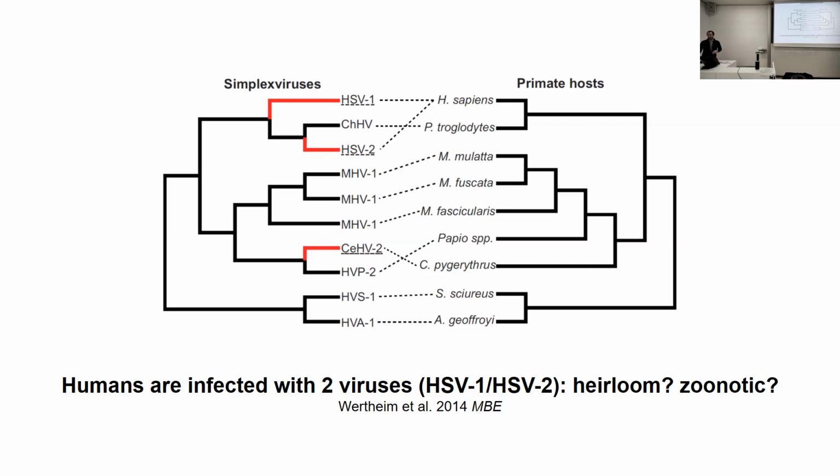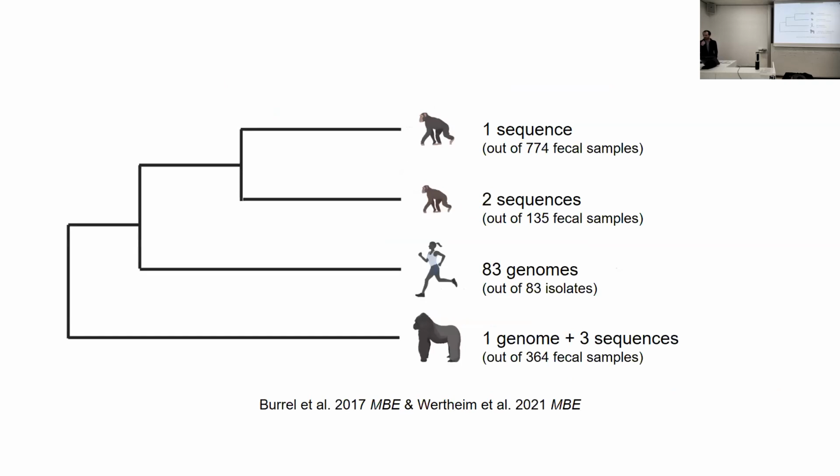And a large part of the problem in our inability to say which is which lies in the fact that we only have one chimpanzee, one African great ape herpes virus. And so basically to try to solve this question, we decided to sample more across great apes. So we sampled in all subspecies of chimpanzees, in bonobos and in all subspecies of gorillas as well, using fecal sampling. We also could gather isolates from sub-Saharan African human individuals that we could sequence.